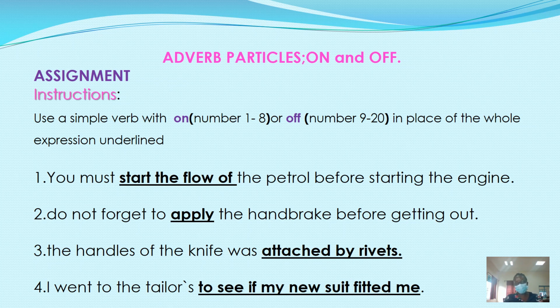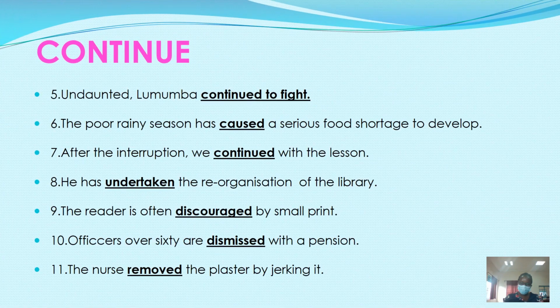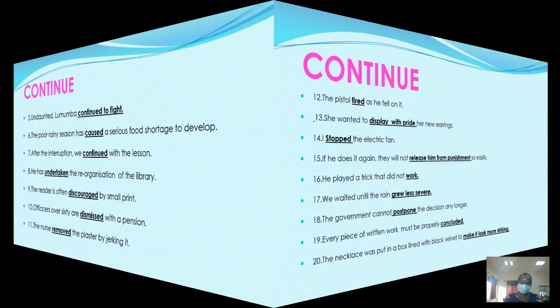With the English language, it is important that you do a written exercise. So you're going to use a simple verb with on from number 1 to number 8, or off from number 9 to 20, in place of the whole expression underlined. So you have to do those numbers, from number 1 to number 20.